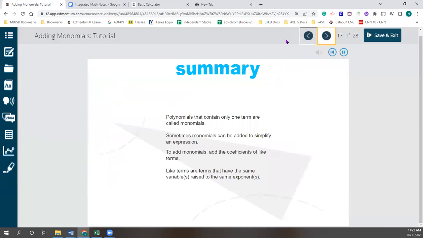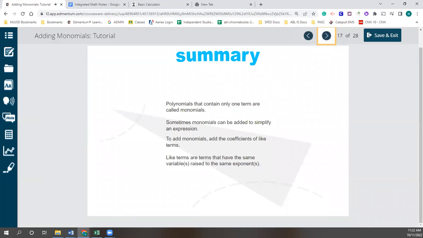Polynomials that contain only one term are called monomials. Sometimes monomials can be added to simplify an expression. To add monomials, add the coefficients of like terms. Like terms are terms that have the same variables raised to the same exponents.